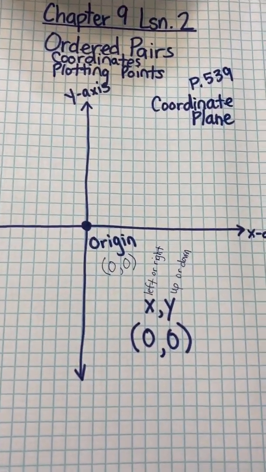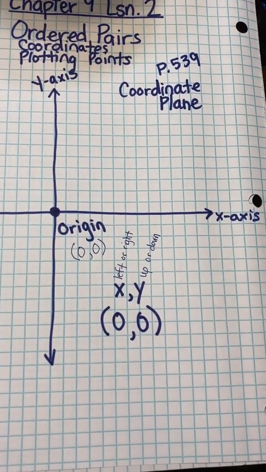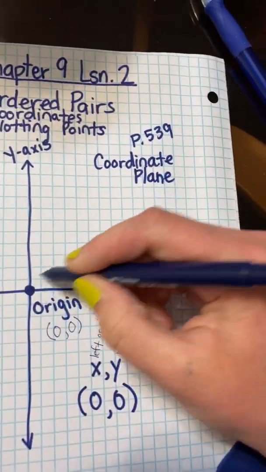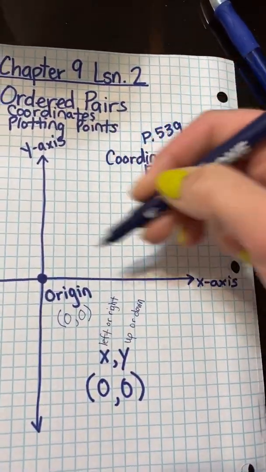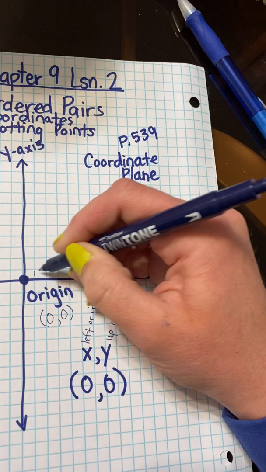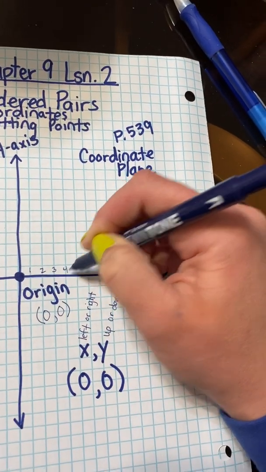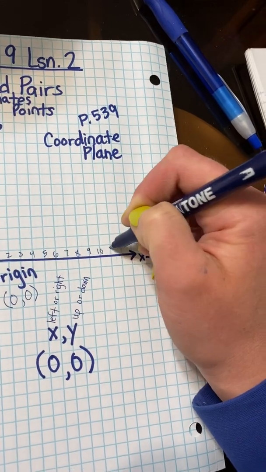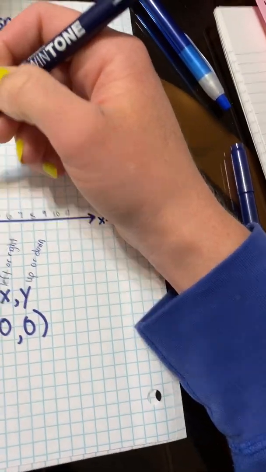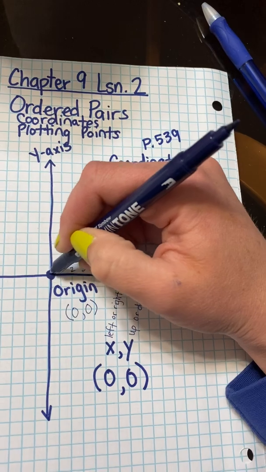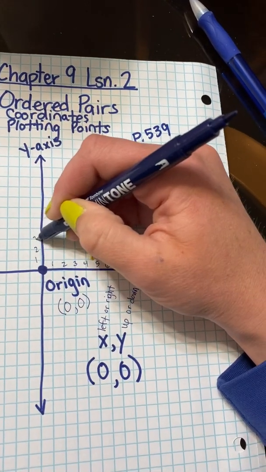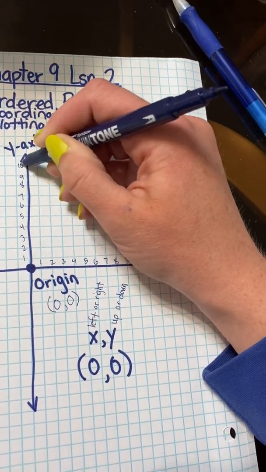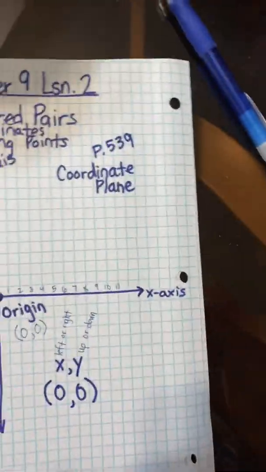Okay, so one thing I do need to do is I need to label this. So this way is positive. This is quadrant 1. So I'm going to label all the numbers 1, 2, 3, 4, 5, 6, 7, 8, 9, 10. I only have to go to 10. This is 0. So 1, 2, 3, 4, 5, 6, 7, 8, 9, 10.